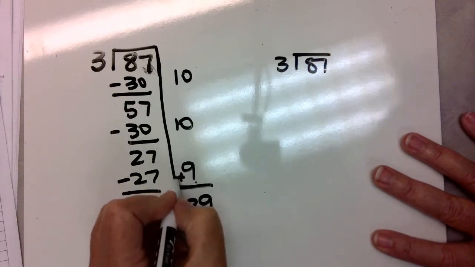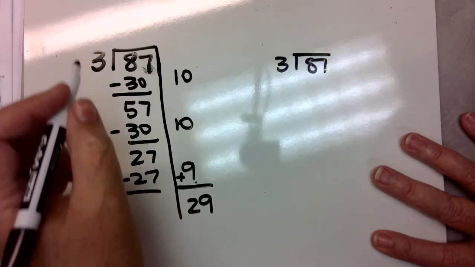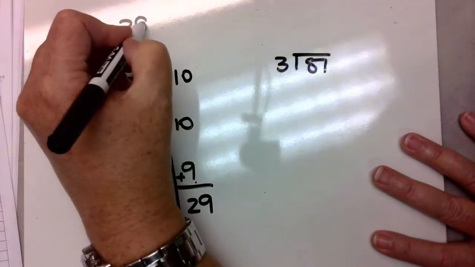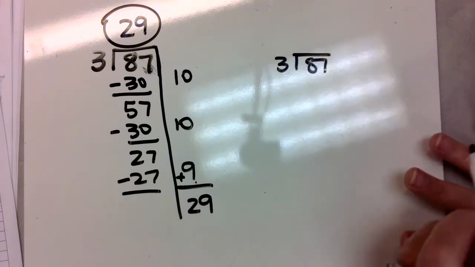Alright, so then we add up our partial quotients just like we added up our partial products whenever we were multiplying, and so our quotient is 29. Okay? And so I want to show you another way that you could do this problem.